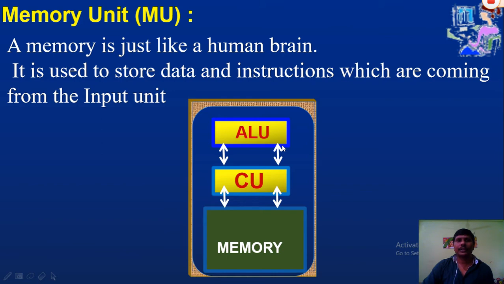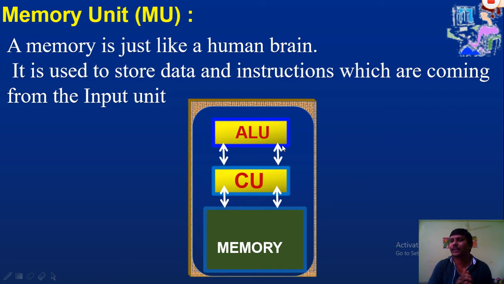Memory unit. A memory is just like a human brain. It can store the data or instructions which are coming from the input unit or input devices. You have already seen memory in your mobiles, laptops or computers. It just stores the information. That information may be temporarily stored or permanently stored.